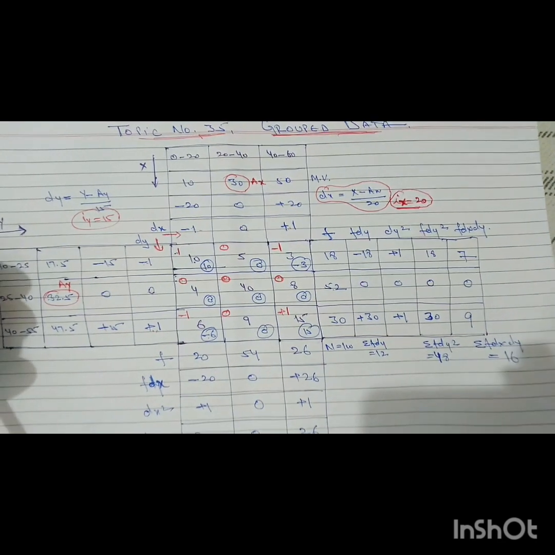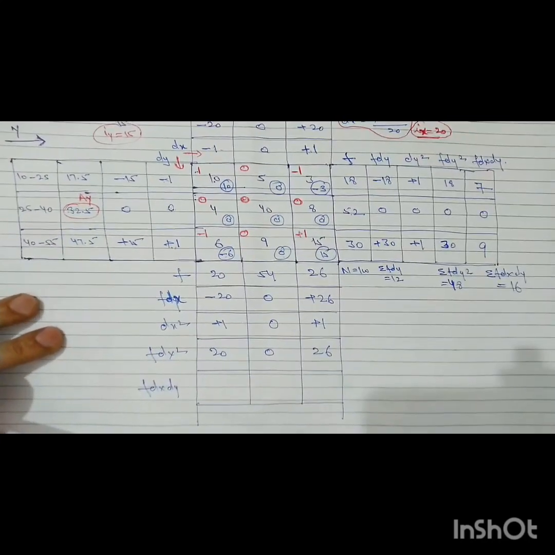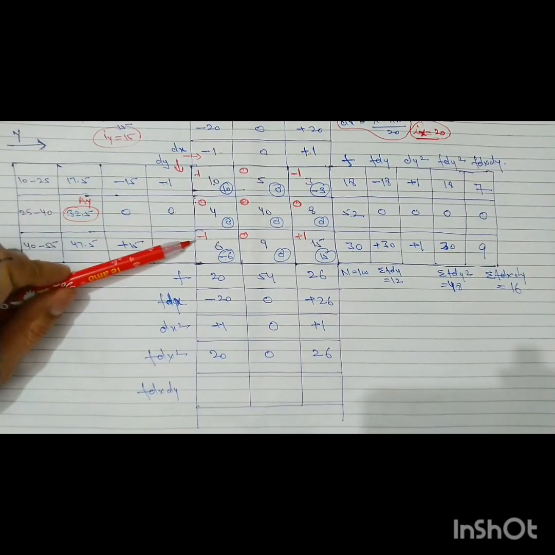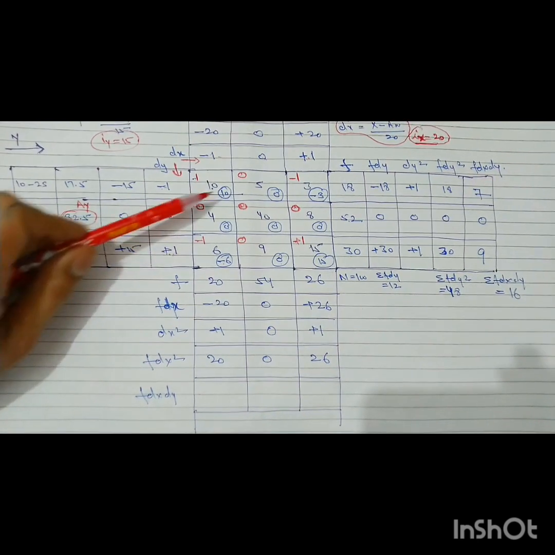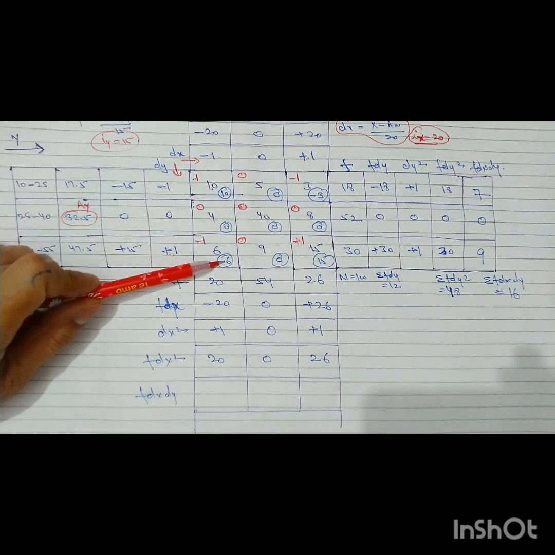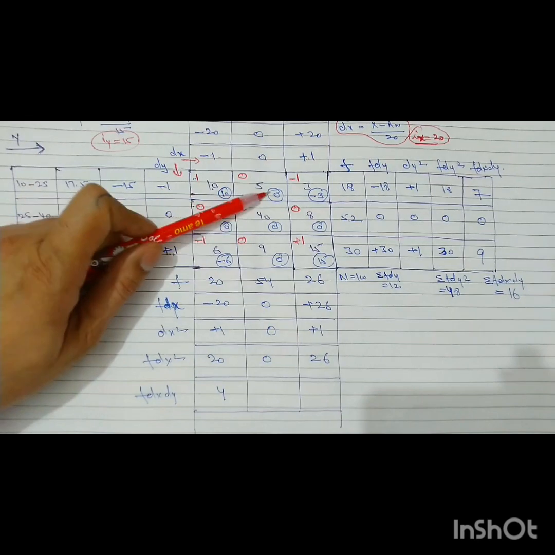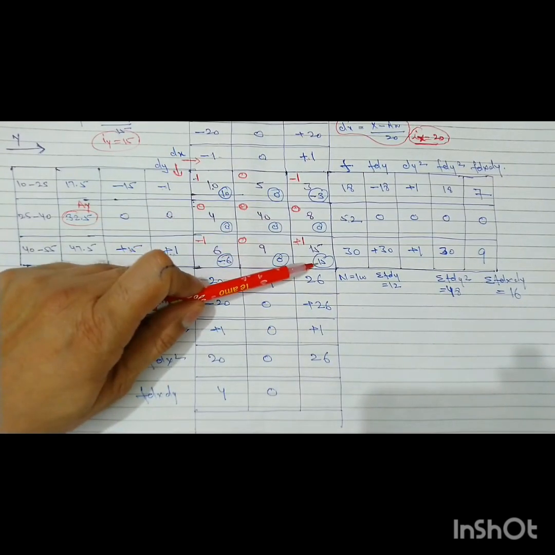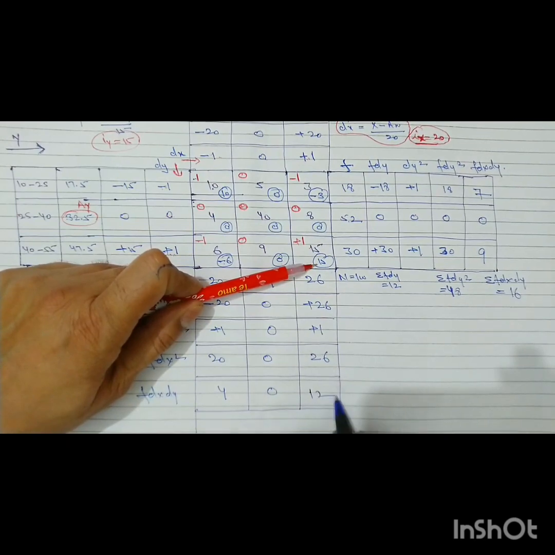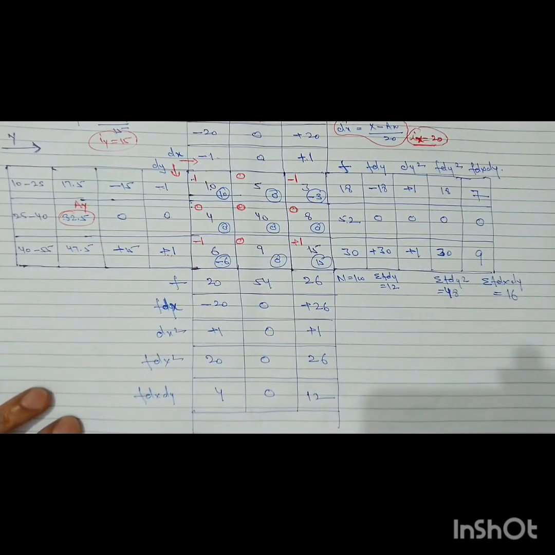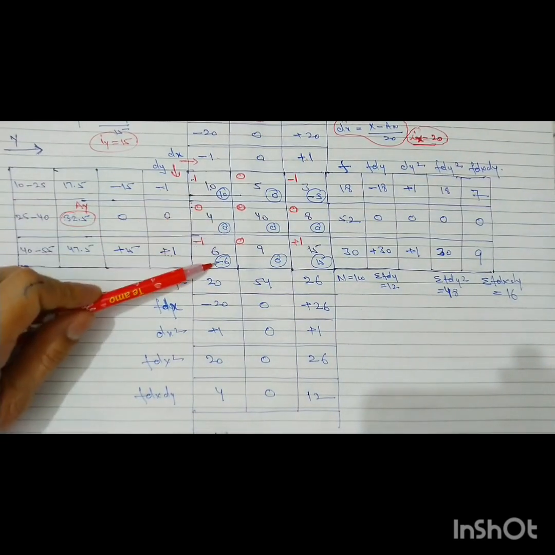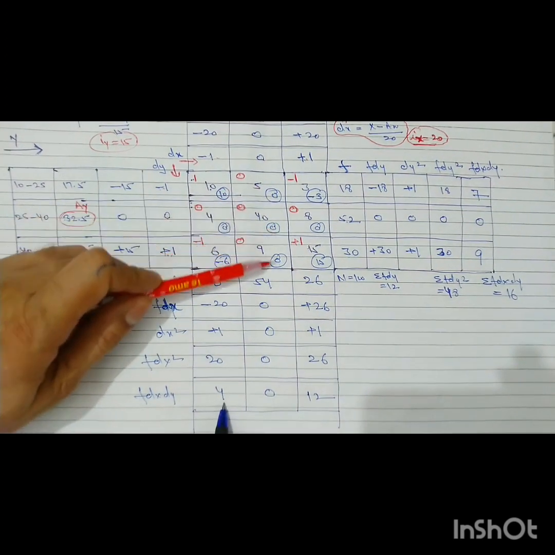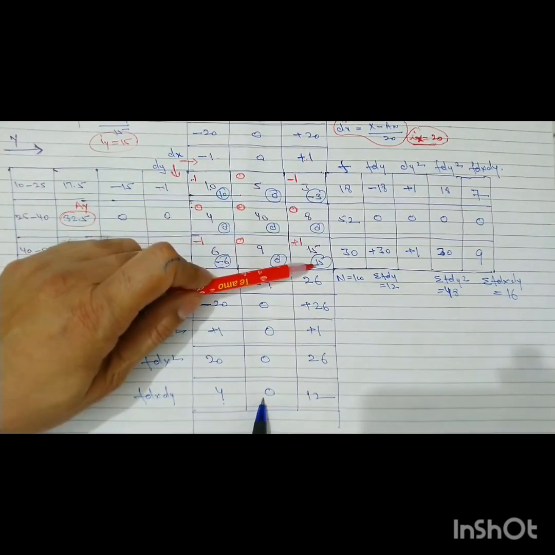Now same for x series. Minus 1 plus 1. Now 10 plus 0 minus 6 is 4. 0 plus 0 plus 0, 0. Circled item. Minus 3 plus 15 means plus 12. So f dx dy is 10 minus 6, 4. 0, 0, 0, 0. 3, 0, 15, 12.